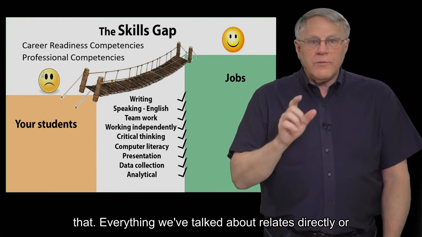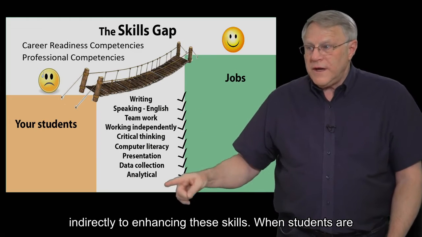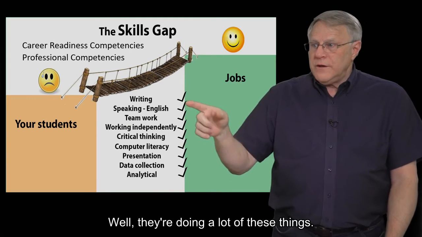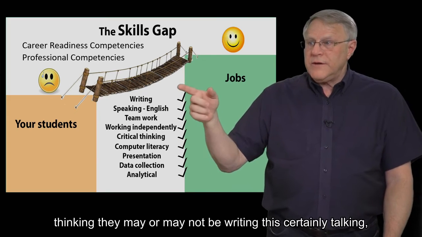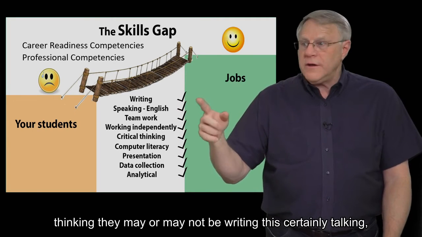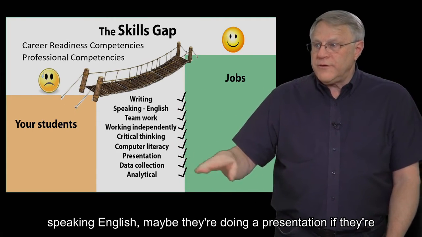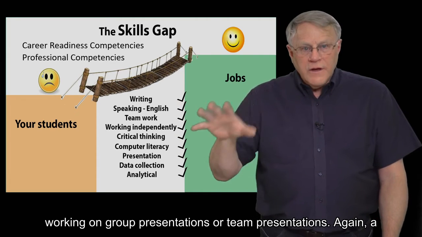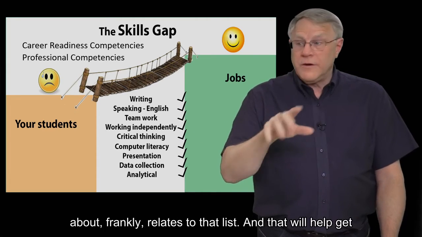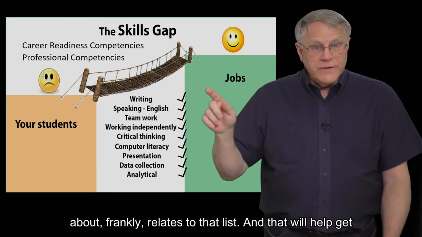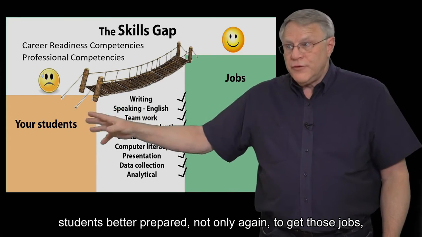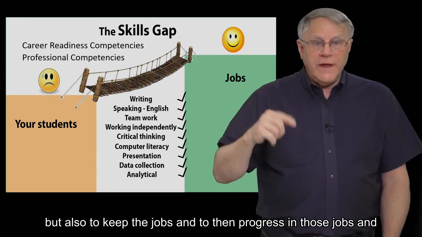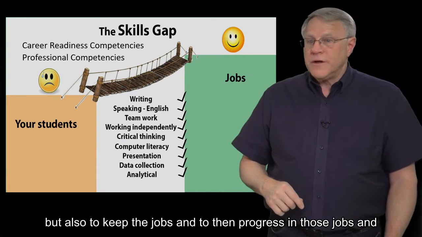Everything we've talked about relates directly or indirectly to enhancing these skills. When students are working on active learning, what are they doing? Well, they're doing a lot of these things. They're probably critically thinking. They may or may not be writing. They're certainly talking, speaking English. Maybe they're doing a presentation if they're working on group presentations or team presentations. Again, a lot of the things we've talked about, everything we've talked about, frankly, relates to that list, and that will help get students better prepared, not only to get those jobs, but also to keep the jobs and to then progress in those jobs and careers.